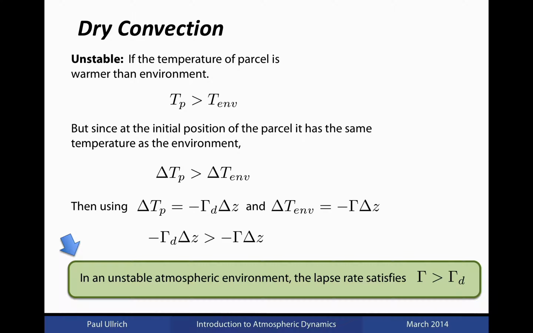We hence conclude that in an unstable atmospheric environment, the lapse rate must satisfy that the environmental lapse rate is greater than the dry adiabatic lapse rate. That is, the temperature in the environment in the unstable case must drop faster with altitude than the dry adiabatic lapse rate.